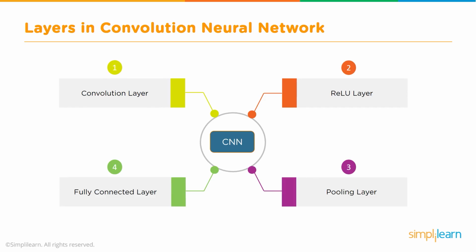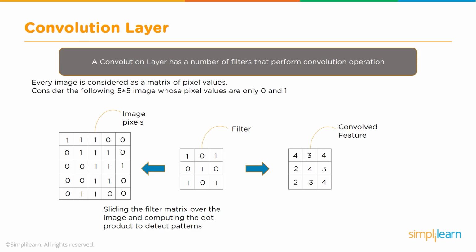So we have started to look at matrices, we've started to look at the convolutional layer and where it fits in, and we've taken a look at images. So we're going to focus more on the convolution layer since this is a convolutional neural network. A convolution layer has a number of filters and performs the convolution operation. Every image is considered as a matrix of pixel values. Consider the following 5x5 image whose pixel values are only 0 and 1. Now obviously when we're dealing with color, there's all kinds of things that come in on color processing, but we want to keep it simple and just keep it black and white.